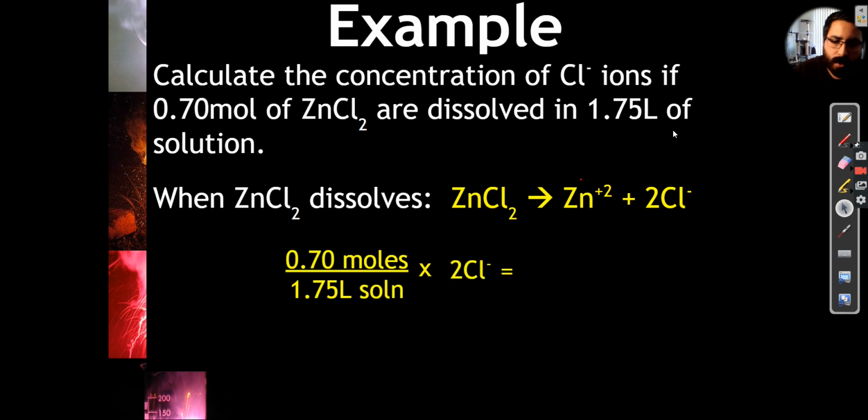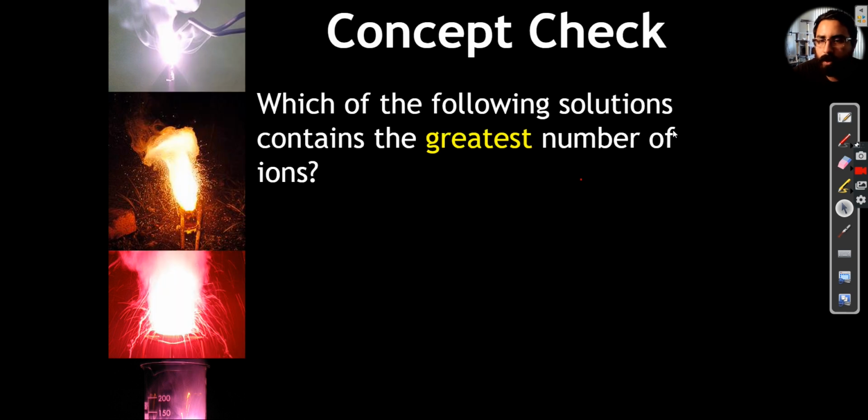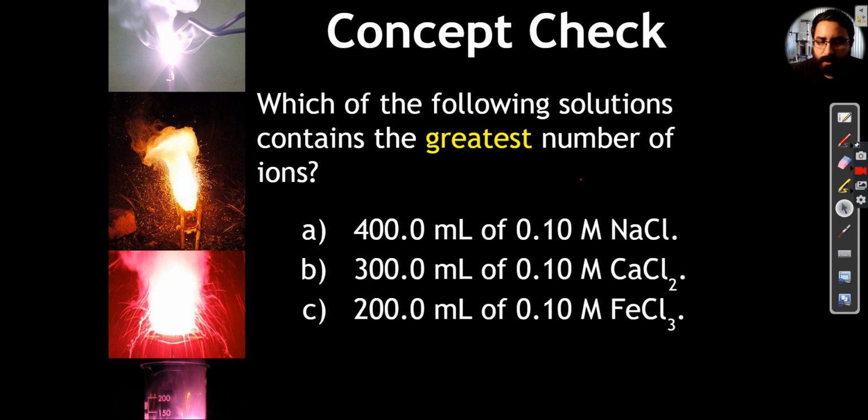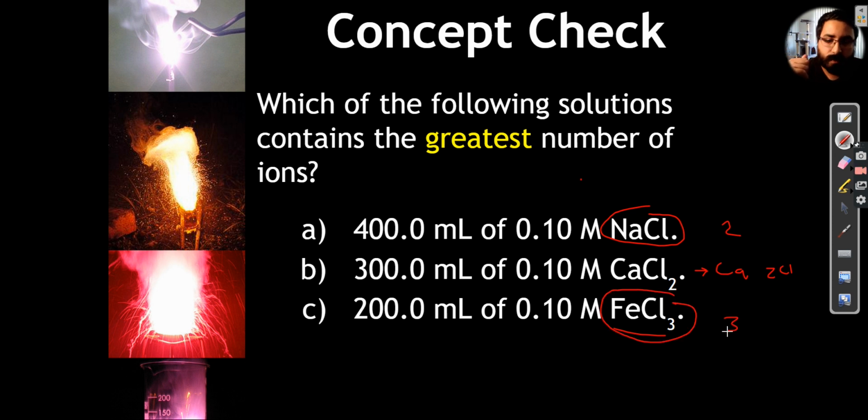All right. Now, let's do a little quick check. Which one of these has the greatest number of ions? Or the greatest number of particles, right? So if we take a look at this, this breaks apart into 2 things, Na and Cl. This breaks apart into Ca and then 2Cl. So this one has 3 particles. This one breaks apart into Fe and 3 Cls. So this one has 3 particles.